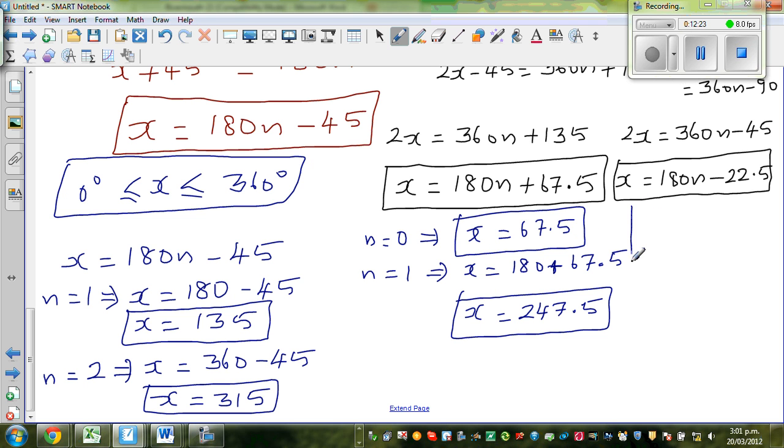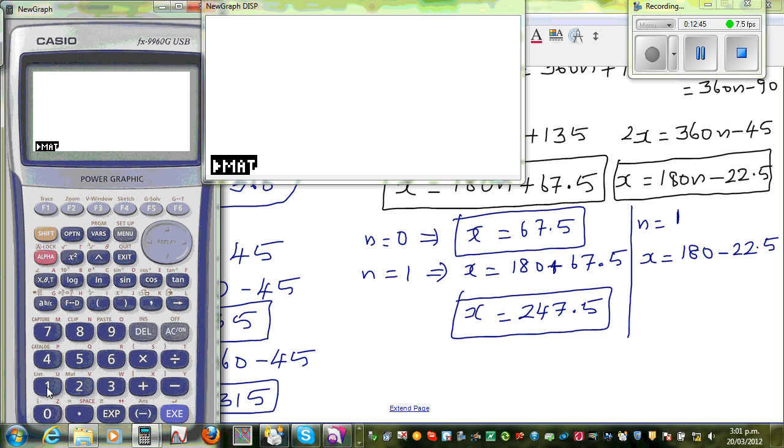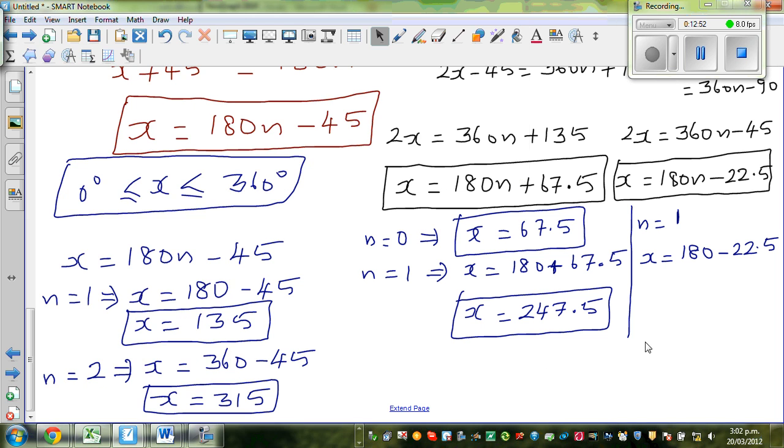So here in this case, you can't take n as 0 because this will become negative. If n is 1, your x would be 180 minus 22.5, which is 157.5. So this is my fifth answer. X is 157.5.